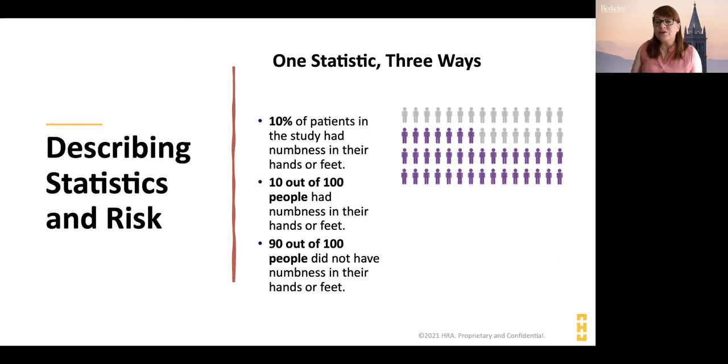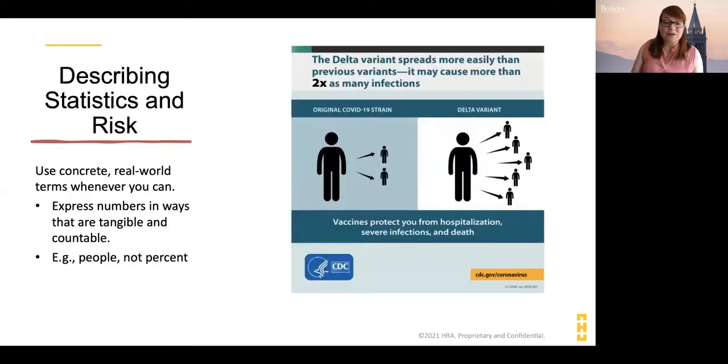The graphic that's shown here, that's a little bit small, is called an icon array, and these are commonly used infographics for showing a frequency. So the gray figures are one side of that 10 out of 100, and the purple figures are the other side. So it just lets people see that it's countable and visual. Let's go ahead and move to the next slide.